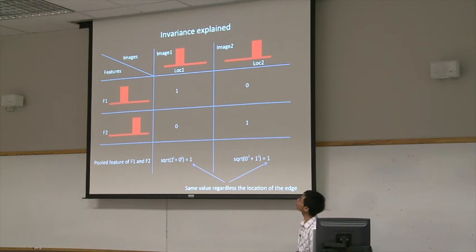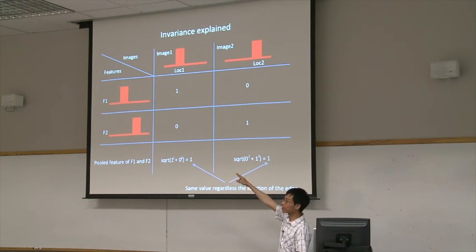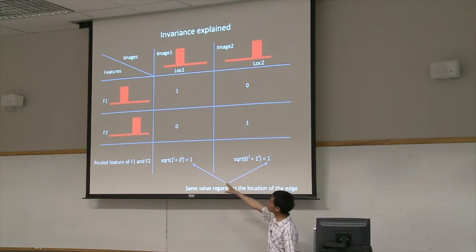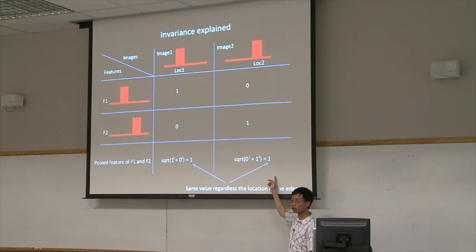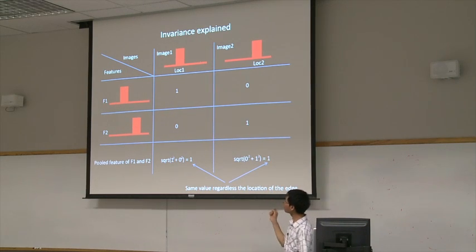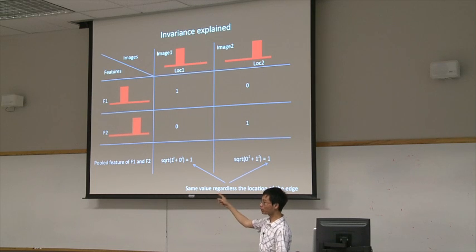So here's how I combine them. I take F1 and take the dot product with the image, and then take F2 and take the dot product with the image. Then you end up with two values. I square them, sum the two values, and take the square root. Then what happens is that for image number 1, the result is 1, and for image number 2, the result is also 1. So that means the value of the feature, the way that I combine the features here, is independent of the location in the image.